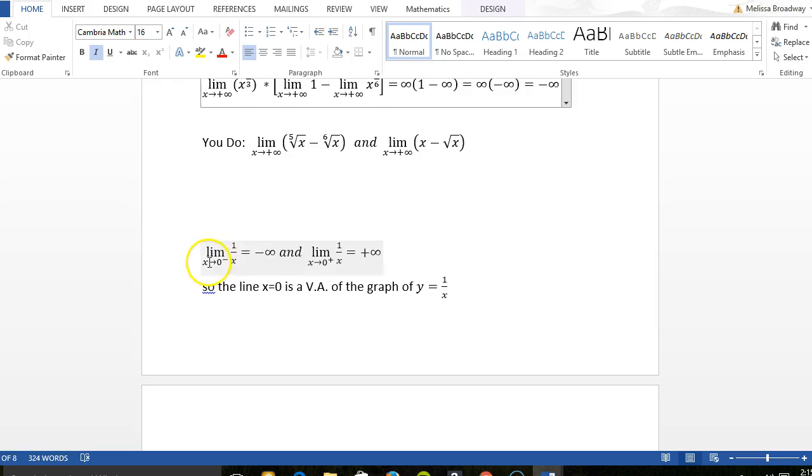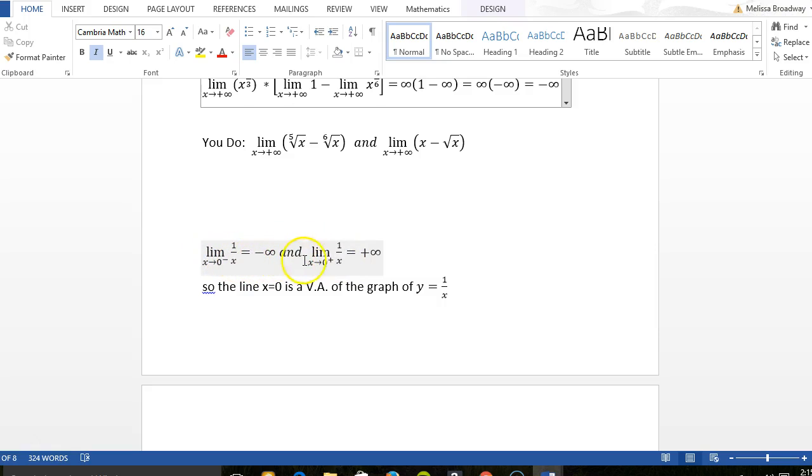So just be mindful. The limit as x goes to 0 from the left of 1 over x is negative infinity, and really you could stop there. We just need one of these. Either one is fine. X equals 0, the vertical line, which is the y-axis, is a vertical asymptote of the graph of y equals 1 over x, for the reason listed directly above.